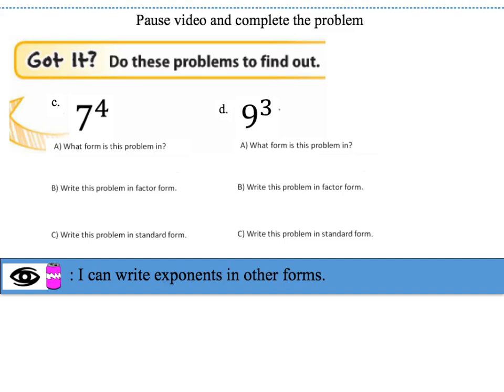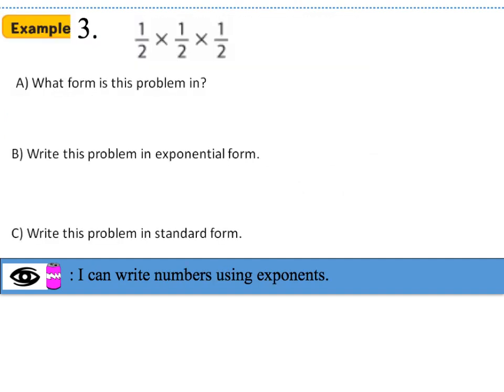Notice I've got 2 got it problems on this page, got it problem C and got it problem D. So for example 3, they're giving us this problem. It says 1/2 times 1/2 times 1/2. And when I look at this problem, I know that it's in factor form or expanded form because the factors are being repeatedly multiplied to each other.